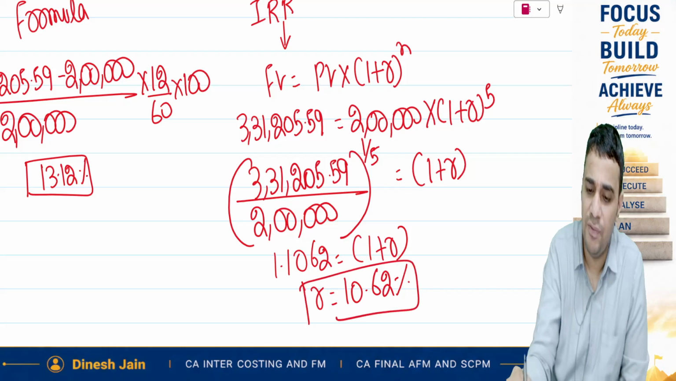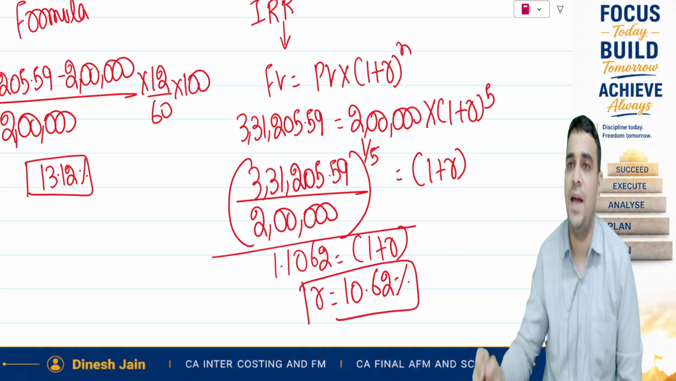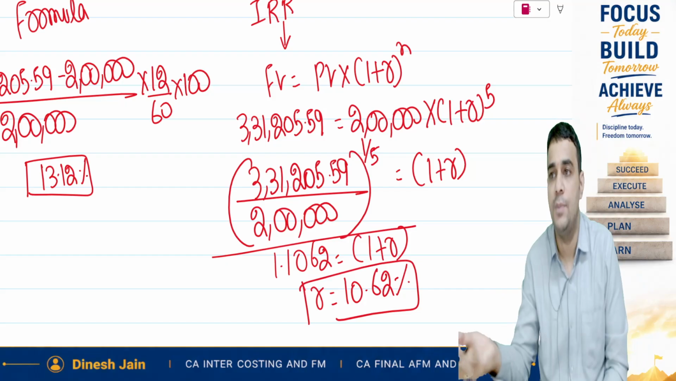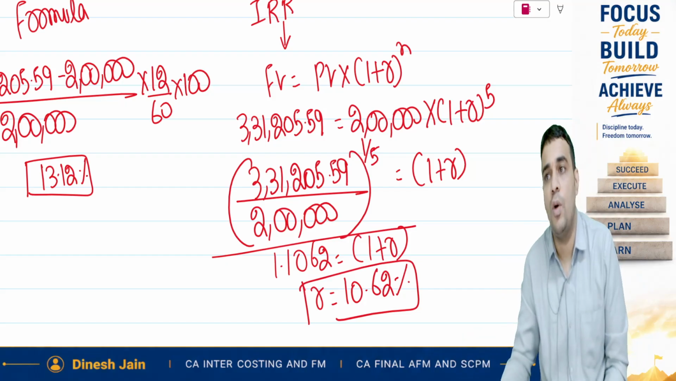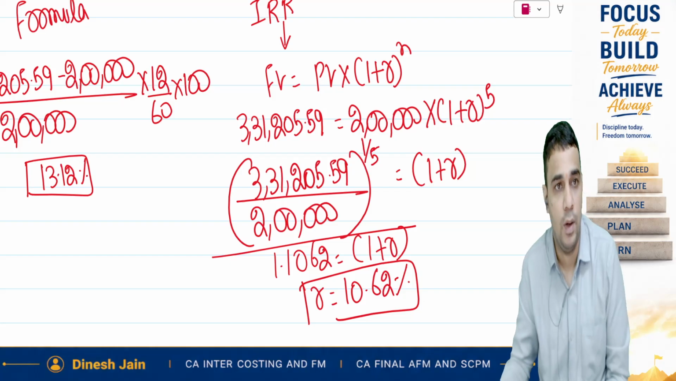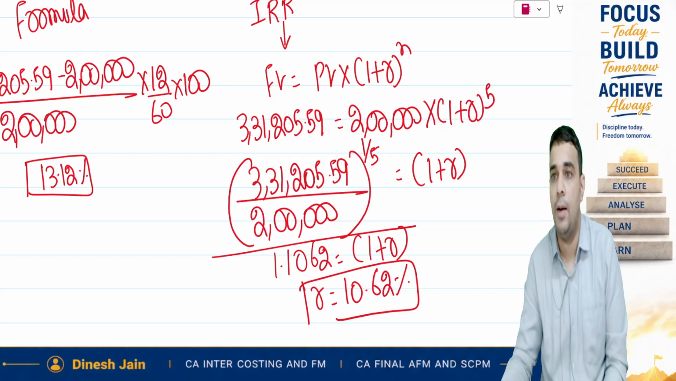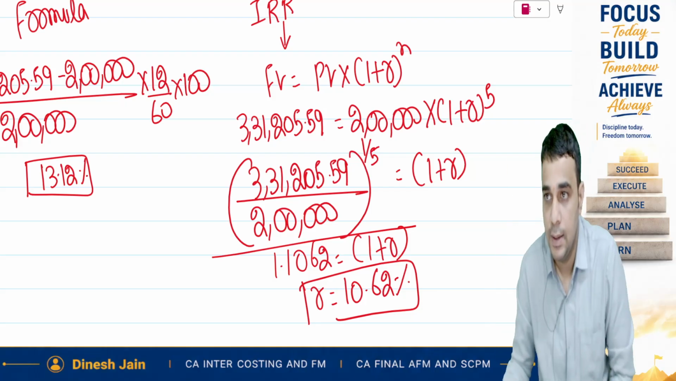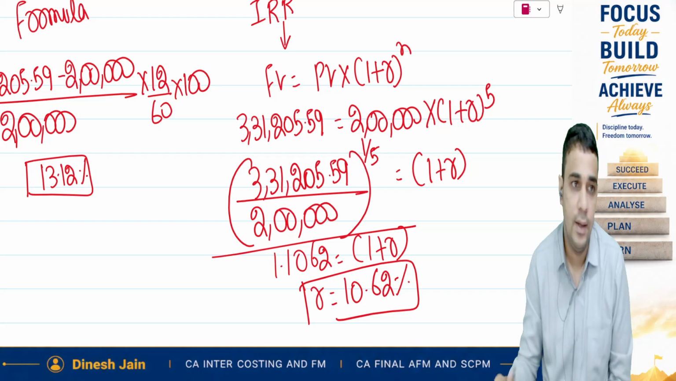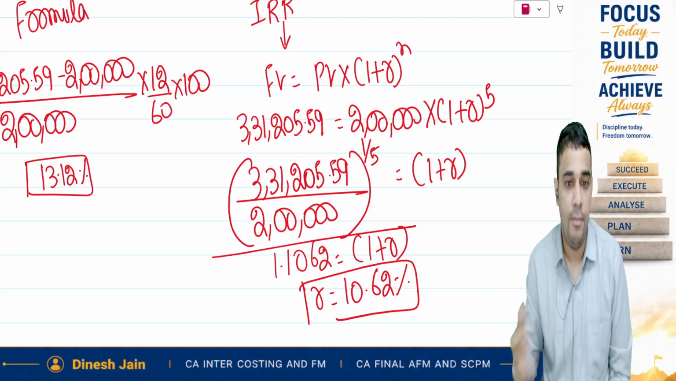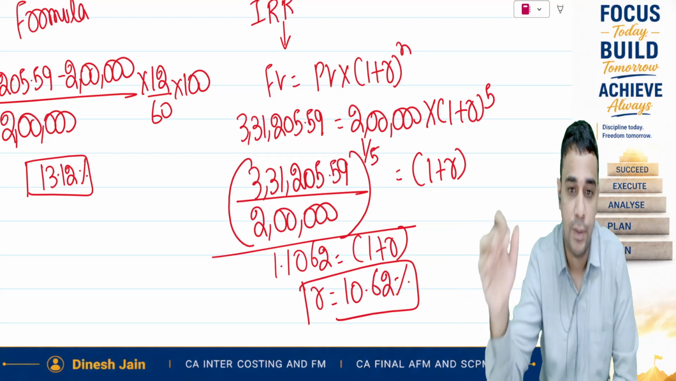Now, I would have been very happy to do this in a financial calculator. Why should I do all this 12 times? This is not what I would be doing in my practical world. So I would want to do it in a financial calculator, put the number, it will allow power 1 by 5 there, and it will give me the answer. My focus can only be getting to the number.